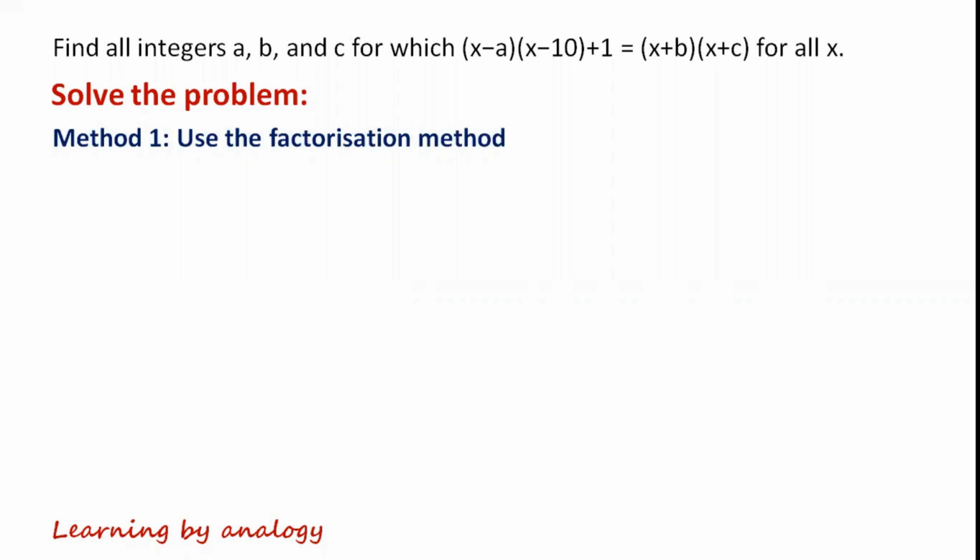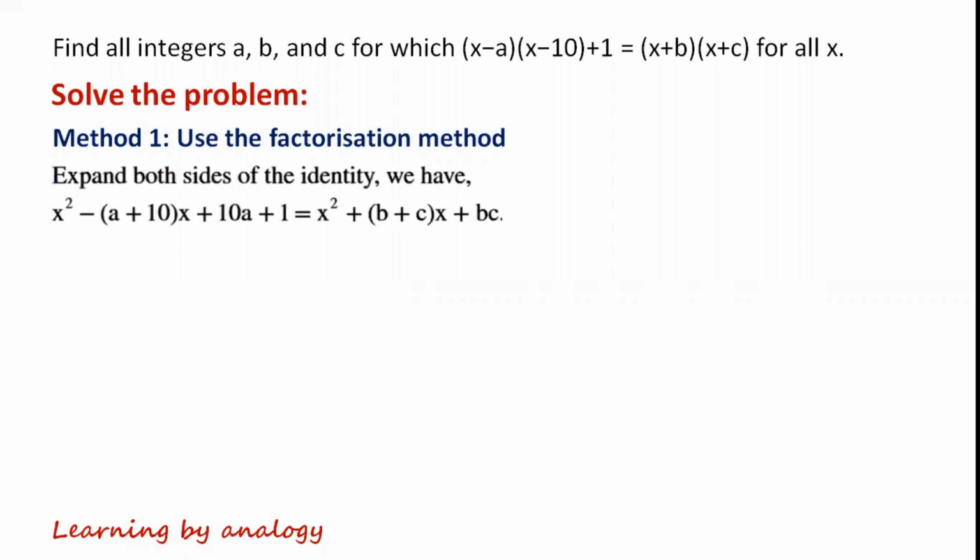Now we use the factorization method. Expand both sides of the identity. We have x squared - (a + 10)x + 10a + 1 = x squared + (b + c)x + bc. We know that the coefficients of the x term on the left-hand side and on the right-hand side must be equal. So -(a + 10) = b + c.